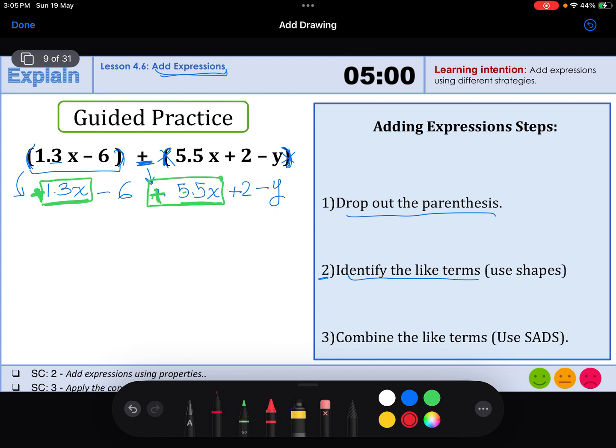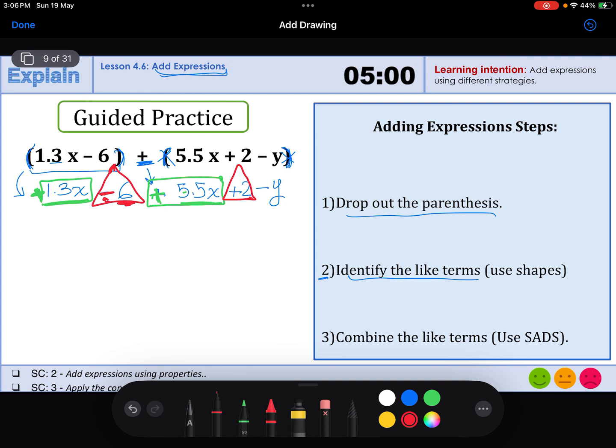Now, moving to another like terms, we have the negative 6. I will draw a triangle around it. Can you see? I took it with the negative sign because always the sign of the term is before it, as you can see. And 2, which is a positive term.